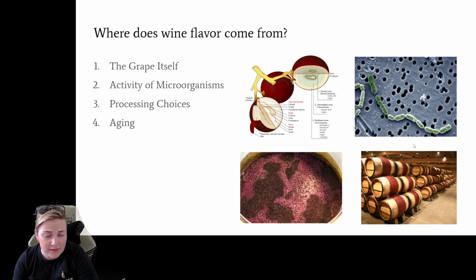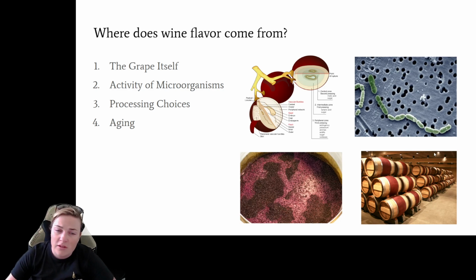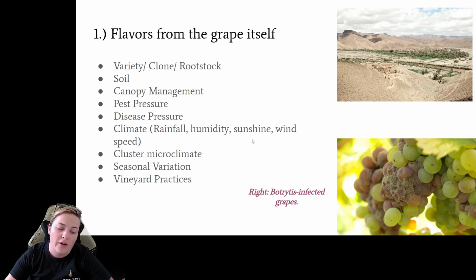We have our processing choices. So this is kind of like the winemaking, extraction, the heat of fermentation, how hard did we press, did we not press? And then we have aging, last but not least. So how long you chose to age your wine, what type of oak you decided to use. Did you do no oak? Is it stainless steel? So all those wonderful things. So these are all major components to determine where wine flavor comes from, right?